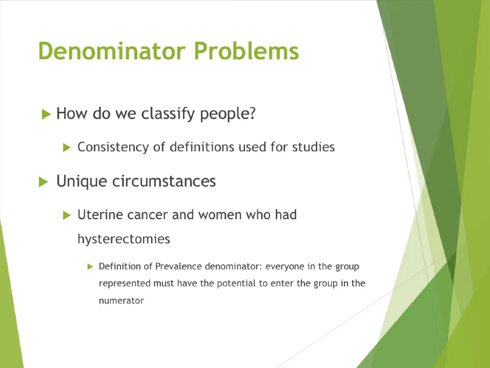For the denominator, the main concern is consistency in how we classify people, and unique circumstances such as women who had hysterectomies do not belong in the denominator for uterine cancer, since they no longer have a uterus in order for them to even get cancer.